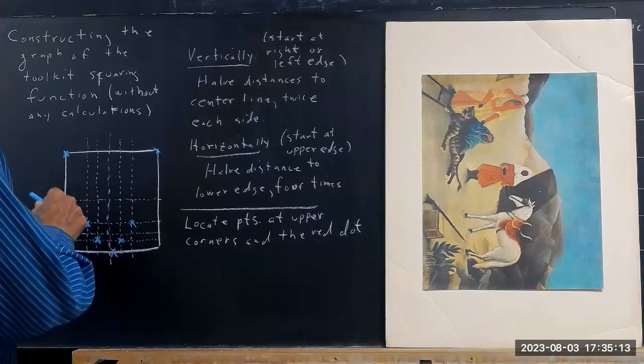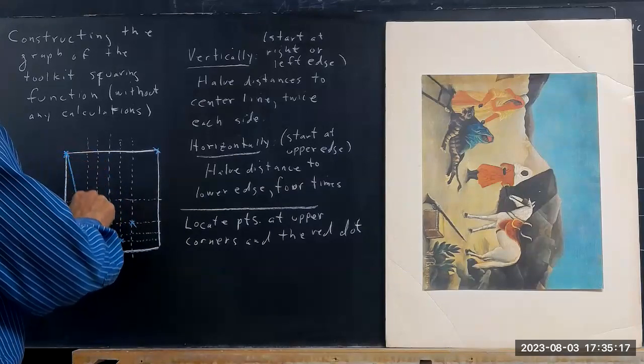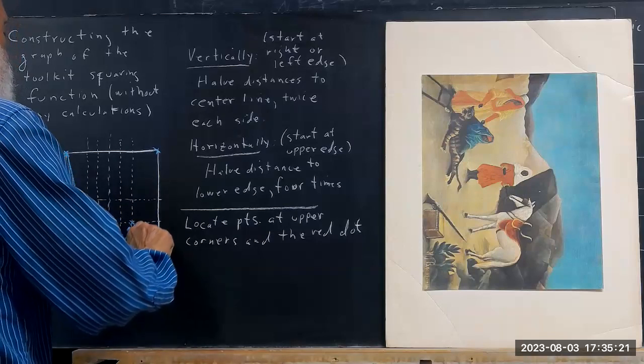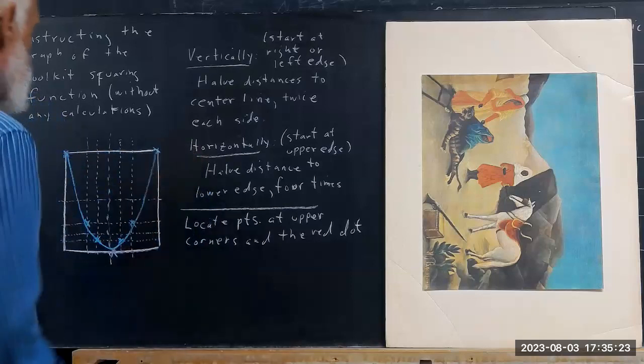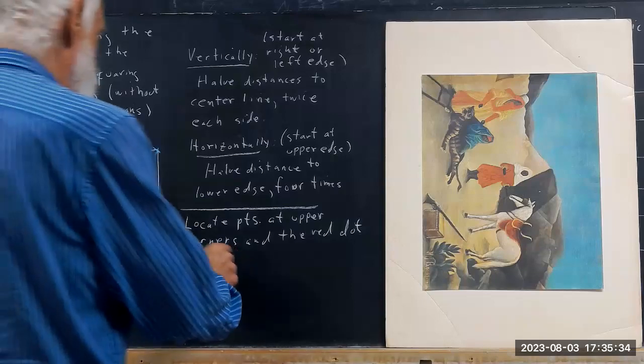Having done that, we sketch a smooth curve through those points. And that smooth curve will be an approximate parabola. It'd be a pretty good parabola.